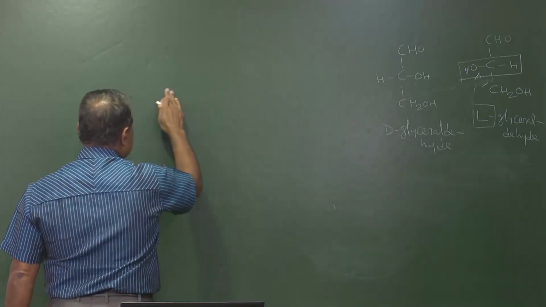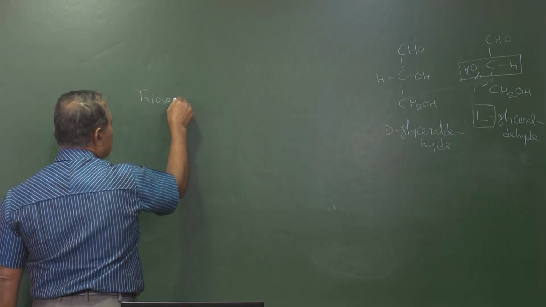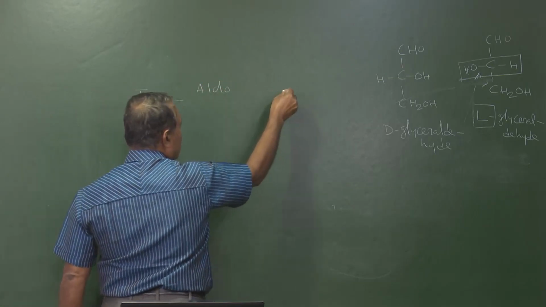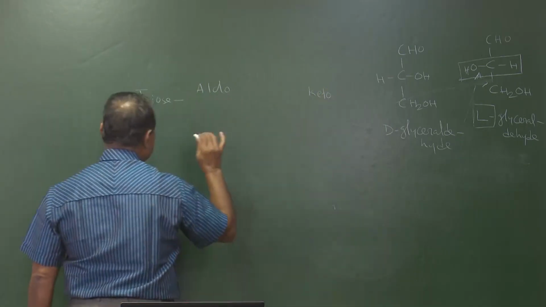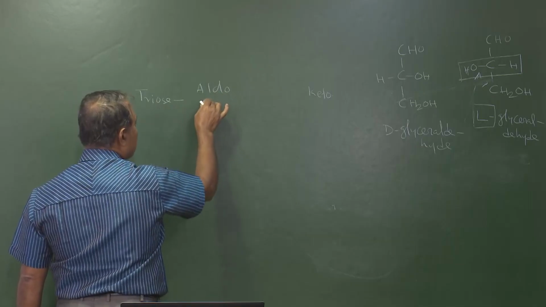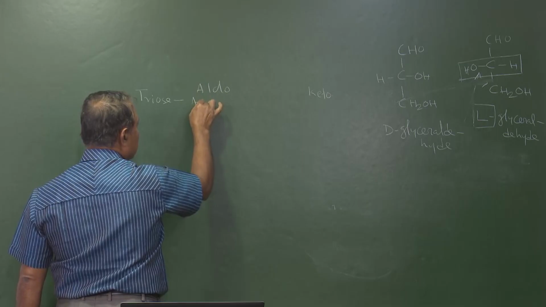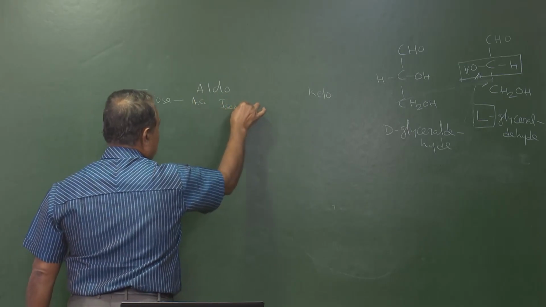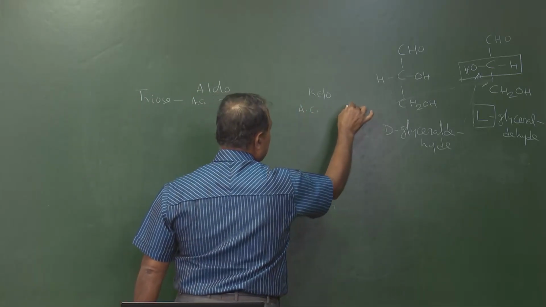Well, let us say now we have the triose. For triose, we will write here aldo, and then here we will write keto. Let us make a table like this. If it is a triose, then in the case of aldotriose, we need the number of asymmetric carbon atoms and the number of isomers.